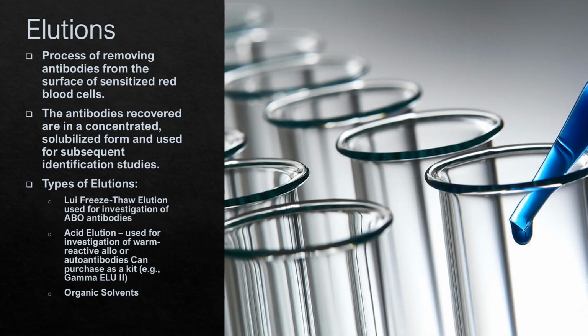Okay, elutions. This is a process of removing antibodies from the surface of sensitized red cells. The antibodies are recovered in a concentrated form and used for subsequent identification procedures. So we have Lui freeze, which you would use for ABO investigations, and acid elutions that are used for warm reactive allo or auto antibodies. And there are commercially available kits such as the Gamma ELU kit.